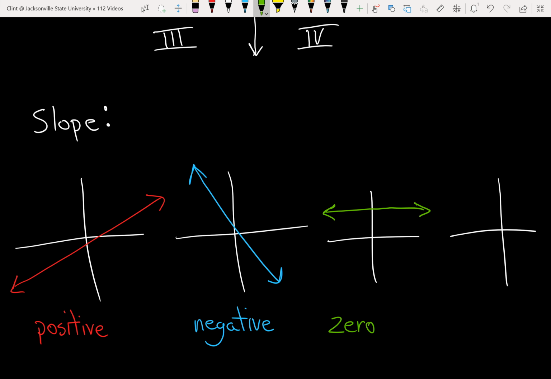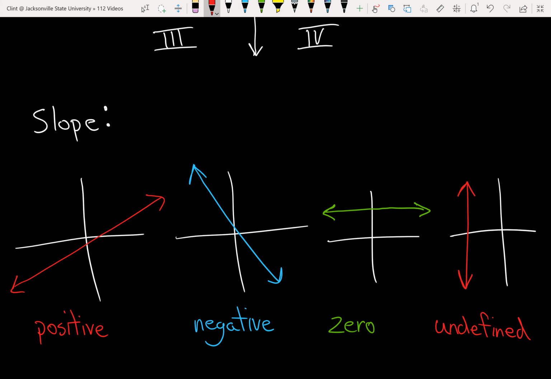Okay. And then one more, if we have a vertical line, and so it goes straight up and down, we say the slope is undefined, so it doesn't fall into any of these three categories we've talked about. It's not positive, negative, or 0. It's undefined, and we'll be able to see why that's undefined here in just a second.